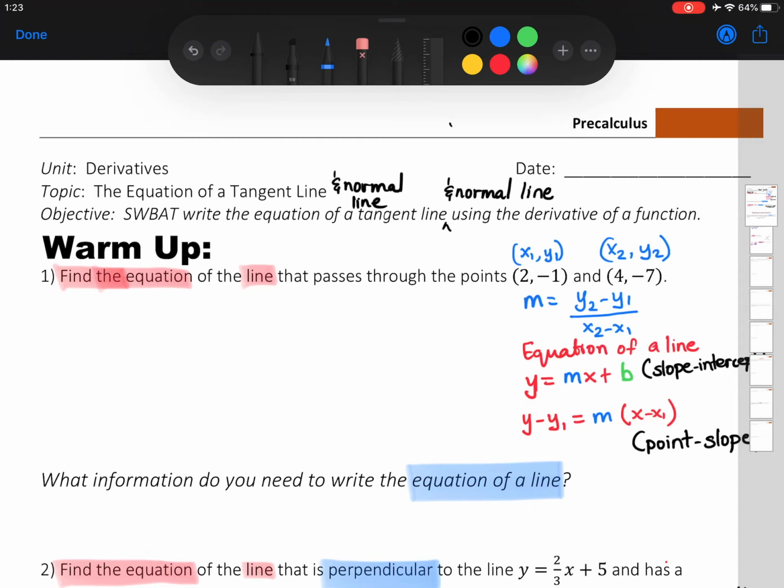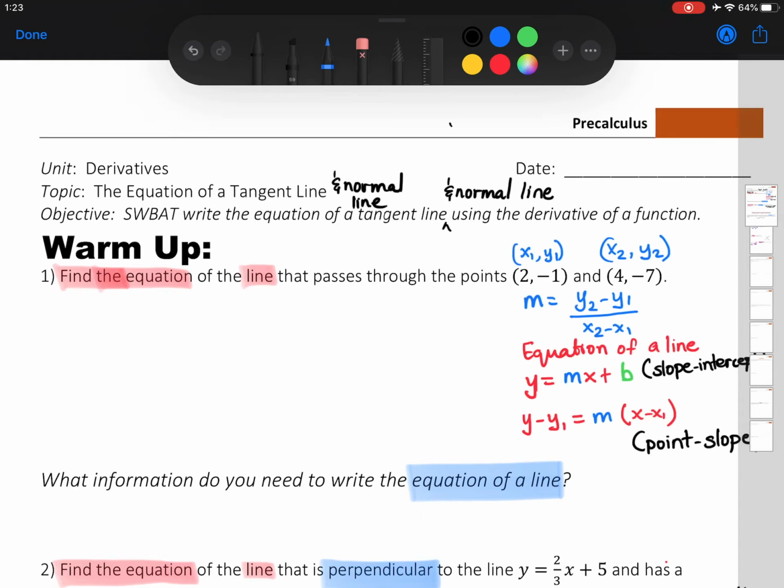This is the last unit of the year and we will be just doing 2 lessons in this unit and then we're done for the year. So our topic today is to write the equation of tangent lines and normal lines, and we'll talk more about it. Let's get started with the warm-up.